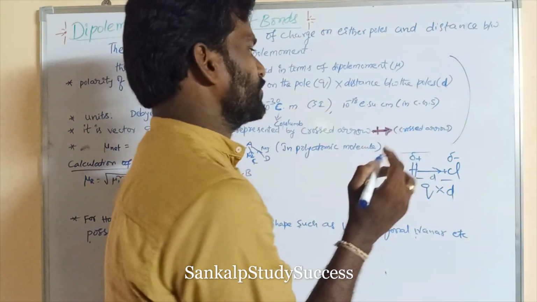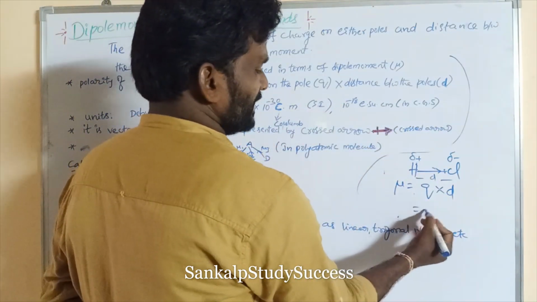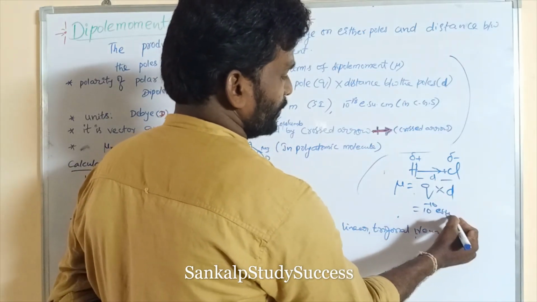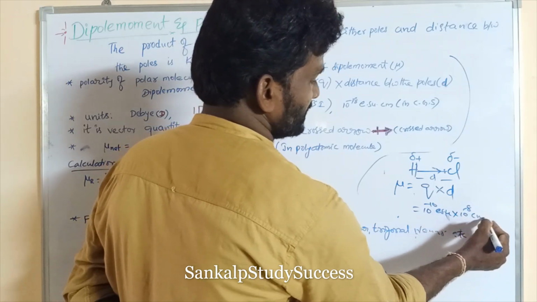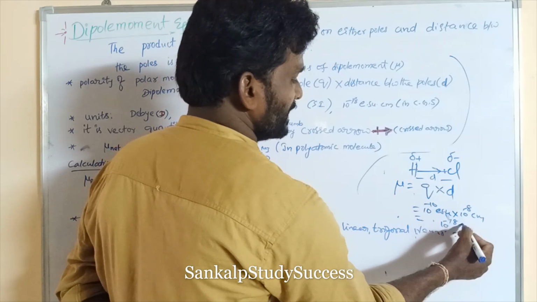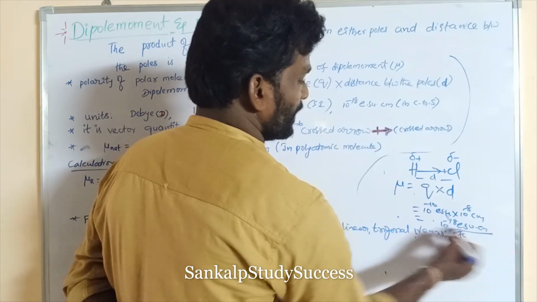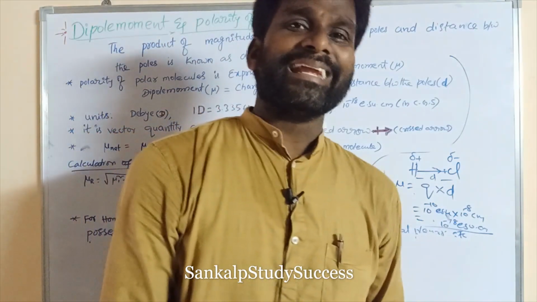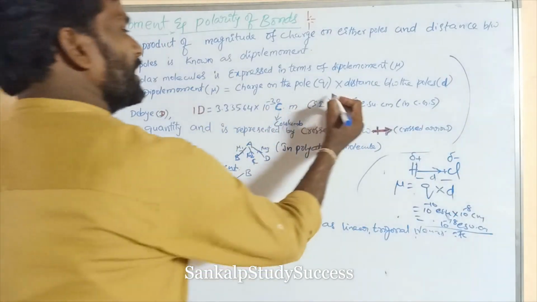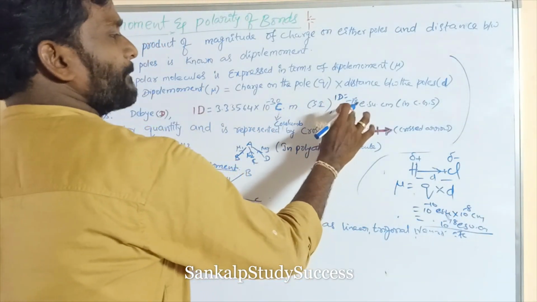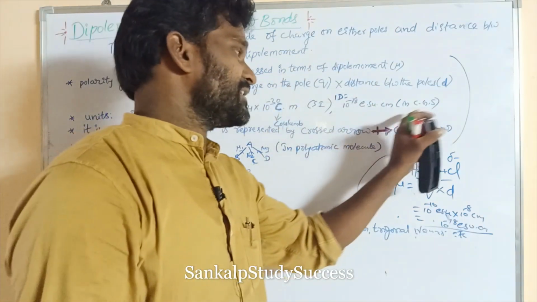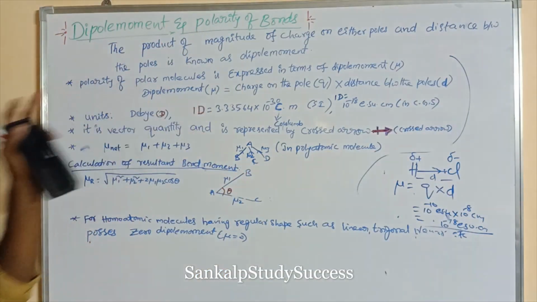Now go to the CGS unit. Its charge is 10 to the power of minus 10 electrostatic units, ESU, into its distance, like 10 to the power of minus 8 centimeter. So 10 to the power of minus 10 into 10 to the power of minus 8 is equal to 10 to the power of minus 18 ESU into centimeter. What is ESU? ESU means electrostatic unit, right? So 1 debye is equal to 10 to the power of minus 18 ESU centimeter. This is the CGS unit. So its CGS and MKS SI units are given.